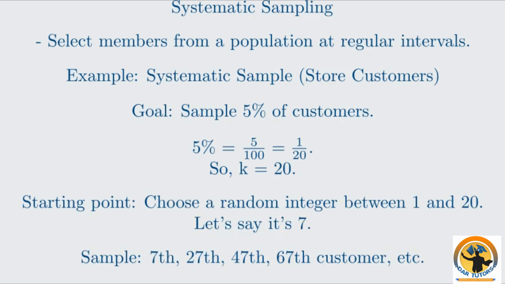However, it can be problematic if there's a cyclical pattern in the population that aligns with your sampling interval. For example, if you survey every 7th day, you might always survey on the same day of the week, introducing bias.